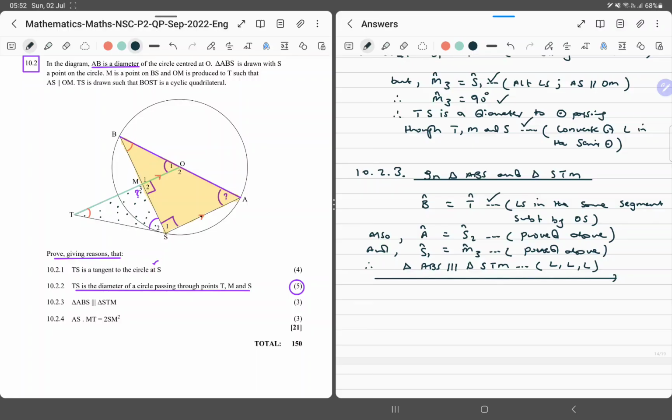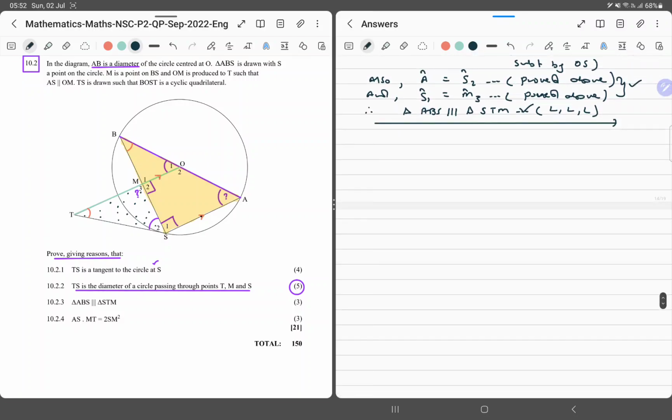So this one maybe we did speak about when we were analyzing, but we did not really use anything. This one is the mark, and for these two, because they have been given a mark each above, we can combine them into a single mark, just to be comprehensive. Now let's do 10.2.4. We want to prove that AS, where is AS? AS is this side of the triangle. MT or TM, TM is this side.